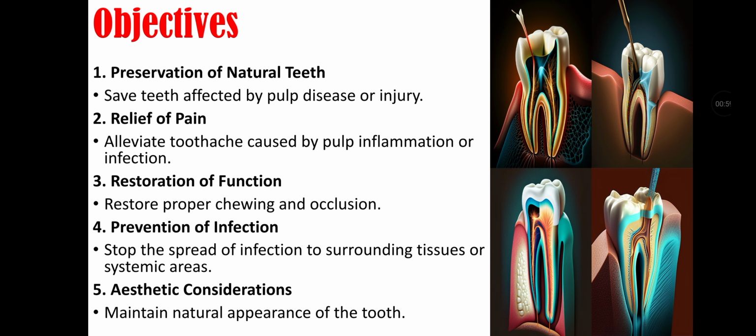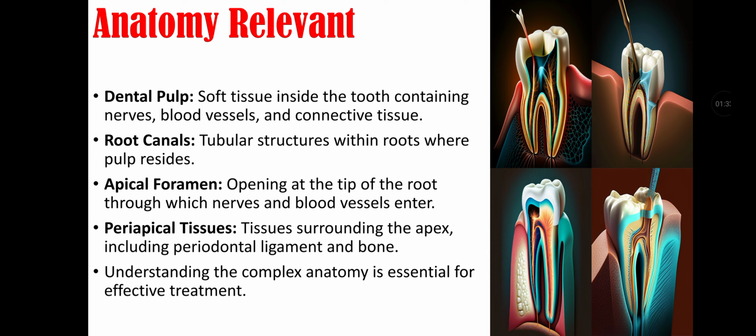Objectives of endodontics. First is preservation of natural teeth, as in this, teeth are saved that are affected by pulp disease or injury. Second objective is relief of pain, as it alleviates toothache caused by pulp inflammation or infection. Third objective is restoration of function, as it restores proper chewing and occlusion. Fourth function is prevention of infection, as it stops the spread of infection to surrounding tissues or systemic areas. Fifth objective is aesthetic consideration, as it maintains natural appearance of the tooth.